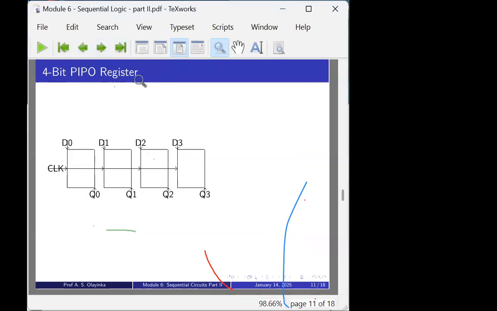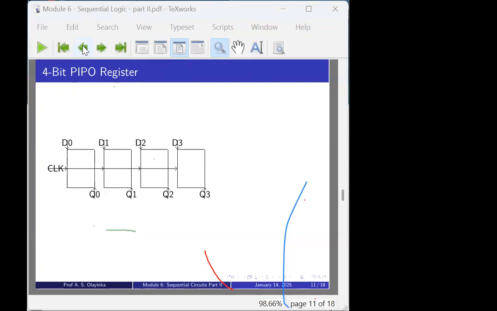So this is a 4-bit PIPO register. What did you see here? That is parallel in, parallel out. Look at the clock. This clock arrangement, what type of arrangement is this clock now? Can somebody tell me? We talked about it.